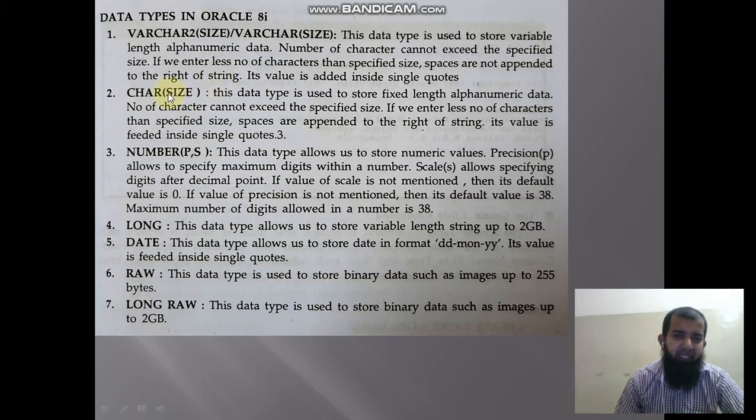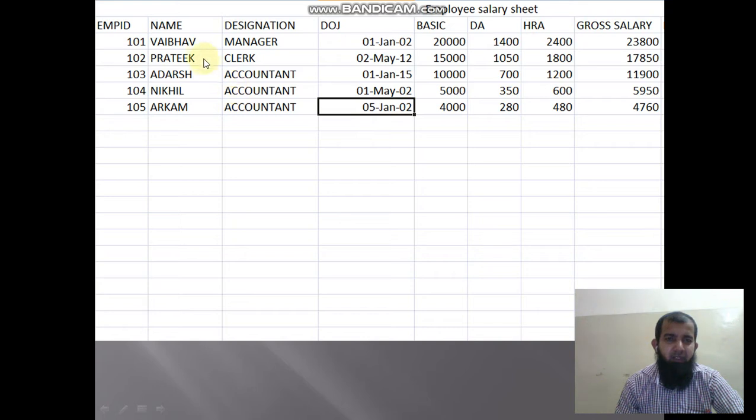Next, see an example here. Here name contains characters, designation contains characters. EMPID contains only numbers. So if it is only numbers, don't use the varchar data type. Only if it contains letters, or sometimes letters and numbers, then you can use the varchar2 data type.